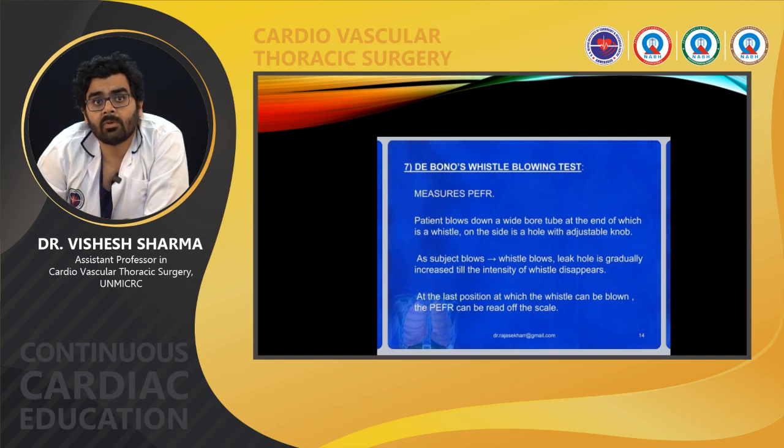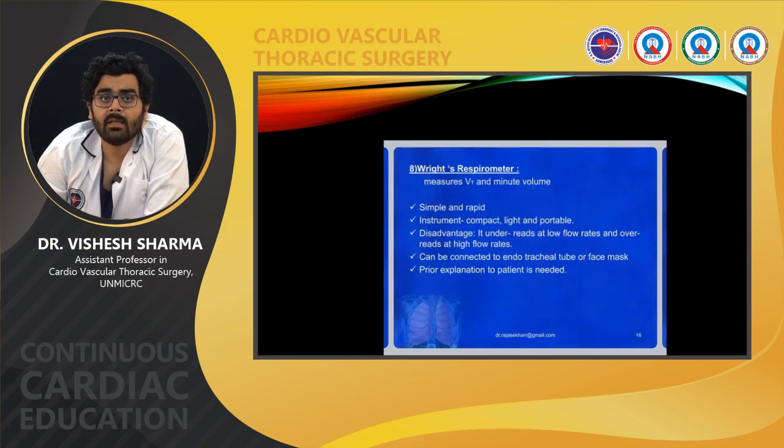De Bono's whistle blowing test uses a wide bore tube at the end of which is a whistle with a hole which has an adjustable knob. As the subject blows, the whistle blows. The leak hole is gradually increased till the intensity of the whistle disappears. At the last position at which the whistle can be blown, the peak expiratory flow rate can be read off the scale. Then there is the Wright's respirometer, which measures the tidal volume and minute volume.